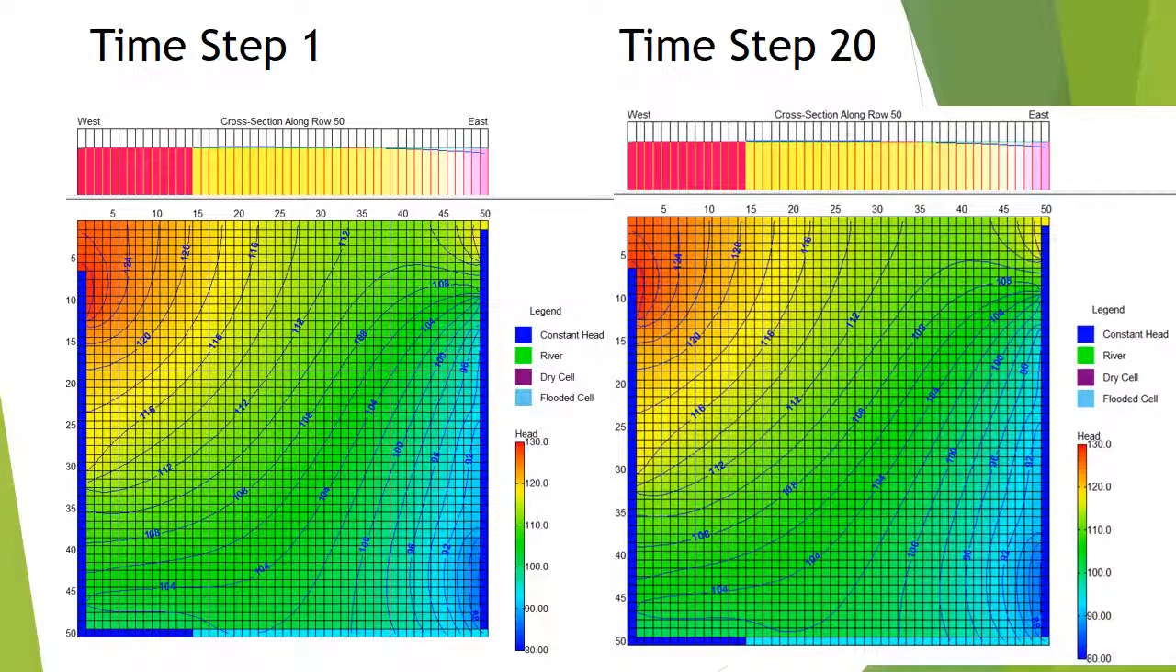As you can see, on the left is the initial time step of the cap only alternative, and on the right we have the last time step of the cap only alternative. As you can see, the head values are still pretty similar to the base case, and that's because this impervious cap only prevents surface water from entering the landfill area, and it does not prevent the groundwater from moving through the landfill area.